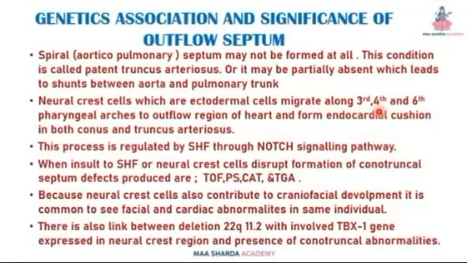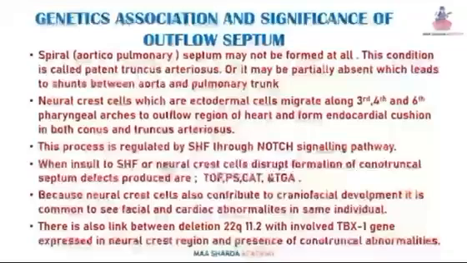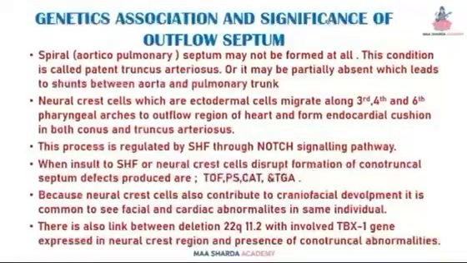Neural crest cells, which are ectodermal cells, migrate along the 3rd, 4th and 6th pharyngeal arches to the outflow regions of the heart and form endocardial cushions in both conus and truncus arteriosus. This process is regulated by SHF through the Notch signaling pathway. When insult to SHF or neural crest cells disrupts the formation of the conotruncal septum, defects produced are TOF, pulmonary stenosis, common arterial trunk, and TGA.